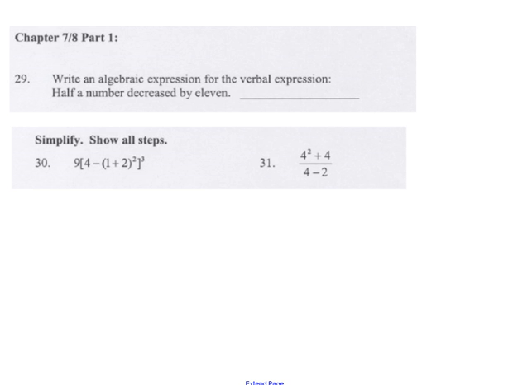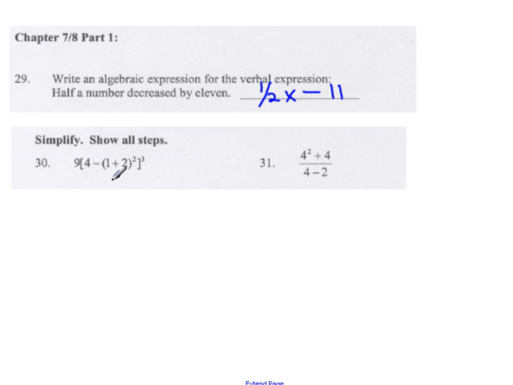Alright, now we're going to start the chapter 7 and 8, or the algebra review for exam. Starting with problem number 29, this problem is about translating English words into algebraic symbols and statement. So half a number, remember anytime you see a number, we're talking about a variable. So half a number means 1/2 times x. Decreased by means minus 11.